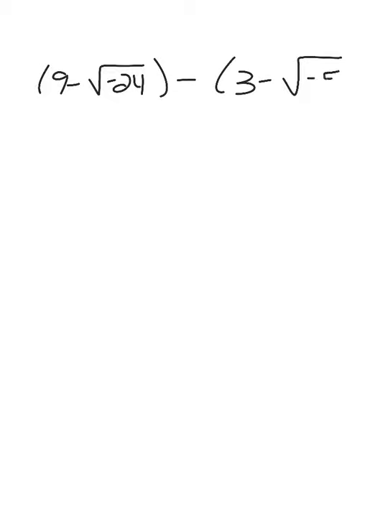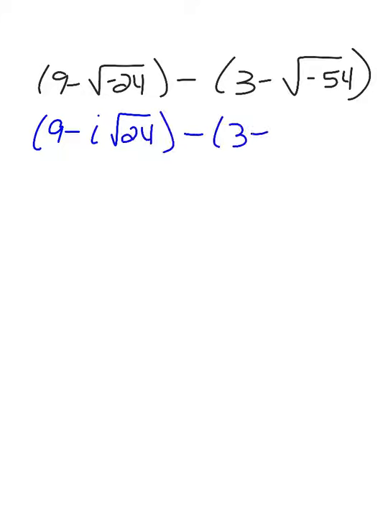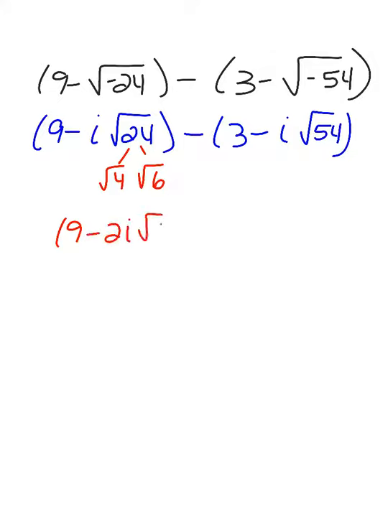So F is 9 minus the square root of negative 24 minus 3 minus the square root of negative 54. All right, so those radicals are not perfect squares. So this is 9 minus i, the square root of 24, minus 3 minus i, the square root of 54. So we have to simplify those radicals. So this is square root of 4, square root of 6. So that is 9 minus 2i, the square root of 6, minus 54 is the square root of 9 times the square root of 6. So it's 3 minus 3i, the square root of 6.